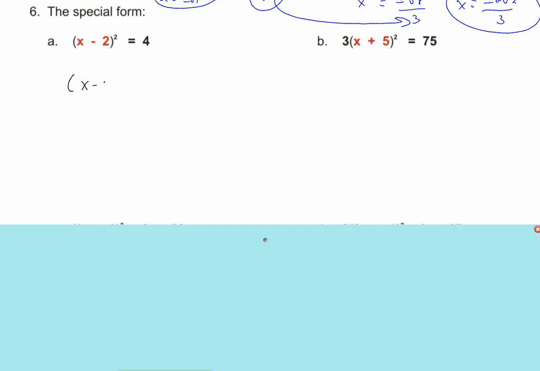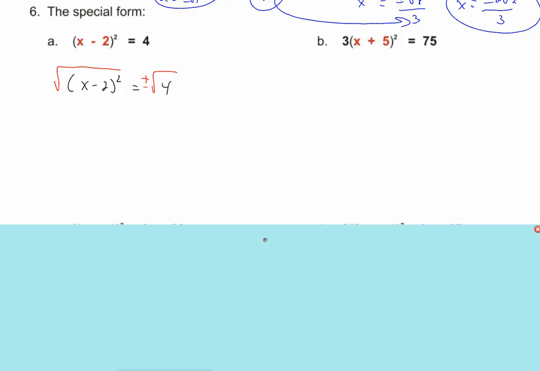So I'm going to write it one more time just to be clear in our notes and give myself room to take the square root of both sides. So the squared quantity is isolated. We're ready now to take the square root of both sides. Take the square root of the left, take the square root of the right.